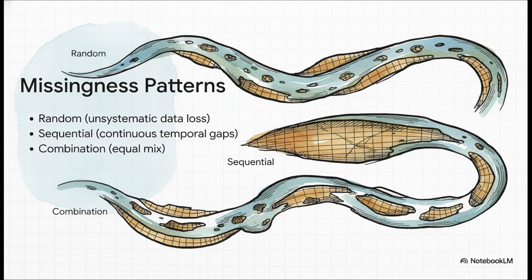They tested random loss, which simulates unsystematic glitches. They tested sequential gaps, simulating a sensor being broken for weeks at a time. And they tested a combination of both. Now, that combination pattern is the absolute hardest stress test, and unfortunately, it's also the most common pattern hydrologists face out in the real world.